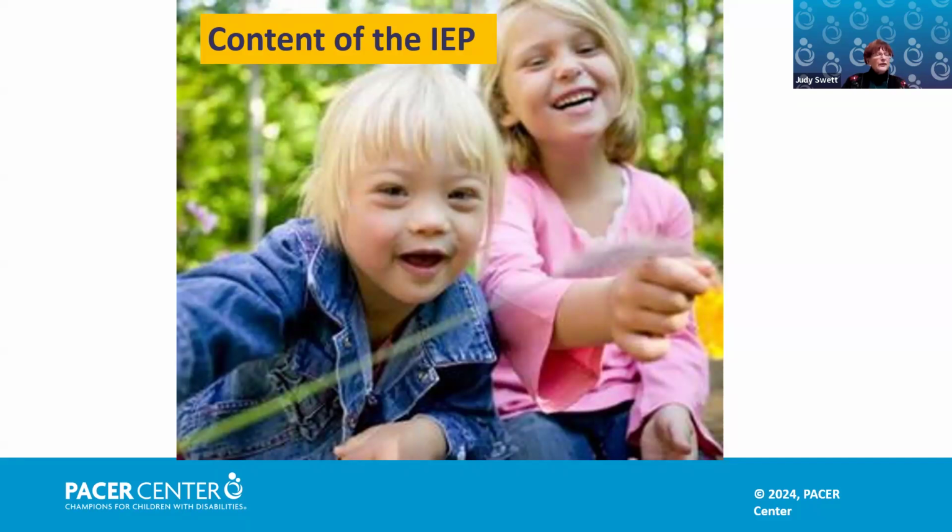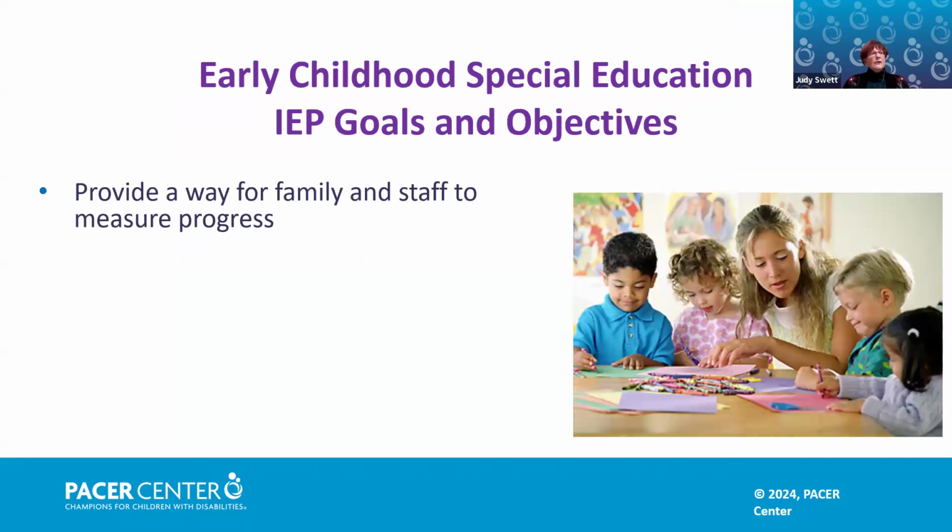There are others, but these are the ones that I feel are most important for you to know about and to look for when you get that proposed IEP home for your review. IEP goals and objectives are really critical to that whole process. It provides a way for family and staff to measure progress on those IEP goals and objectives. The IEP will have annual instructional goals that describe what your child is expected to accomplish within a year of writing the IEP when they're provided with special education instruction and related services.